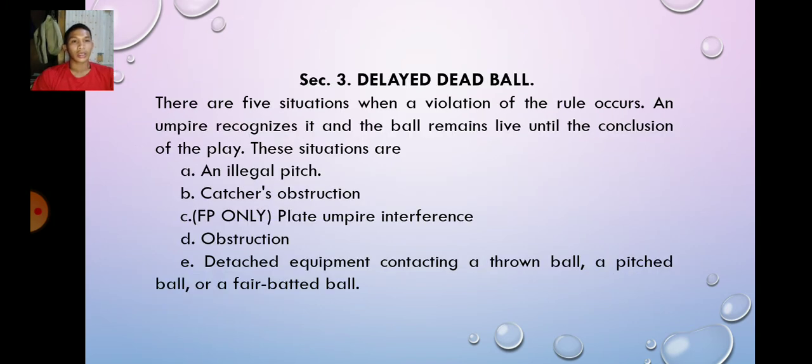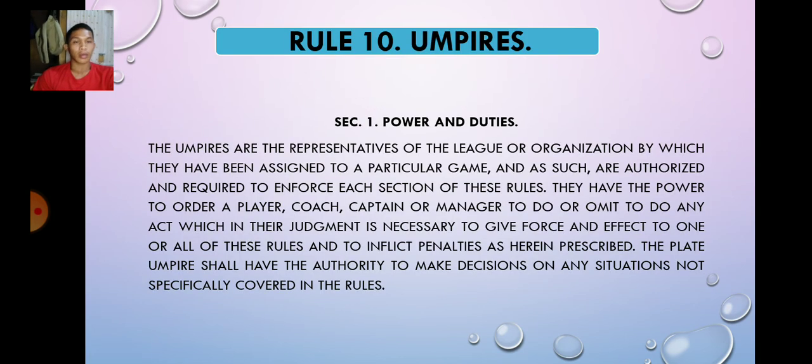Section 3. Delay dead ball. There are 5 situations when a violation of the rules occurs and the umpire recognizes it, and the ball remains live until the conclusion of the play. These situations are an illegal pitch, catcher obstruction, first pitcher only, plate umpire interference, obstruction, detached equipment contacting a thrown ball, a pitched ball, or a batted ball.